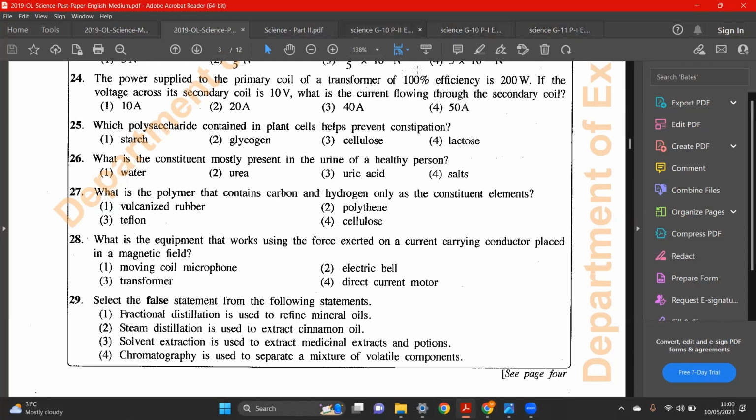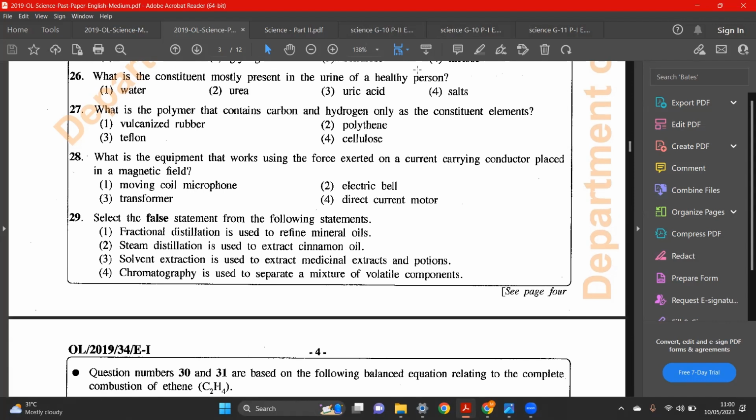Then we move into the 26th one. What is the constituent mostly present in the urine of a healthy person? That is going to be water. 96% is water. Since we're talking about a human, they also have urea around 2%. Salts are also there. Uric acid is very little because uric acid is mainly there in animals like the birds and the reptiles. They only have uric acid in their urine. When it comes to humans, you have water, and then you have a bit of urea as well. Okay. Then 26, it's option 1.